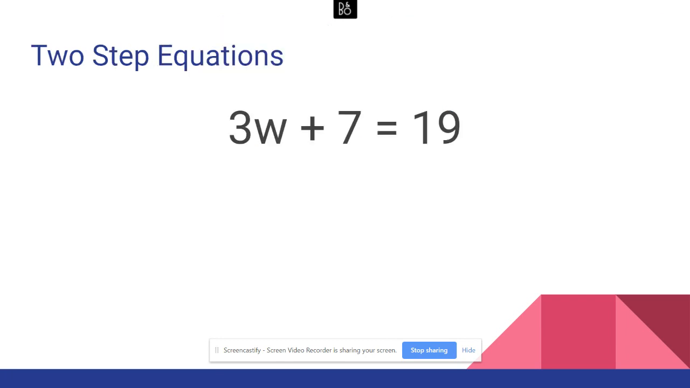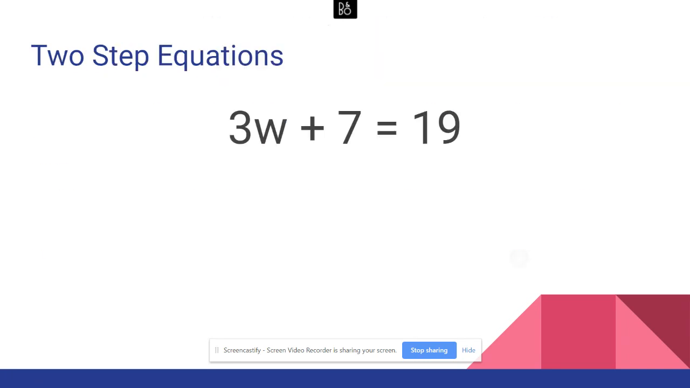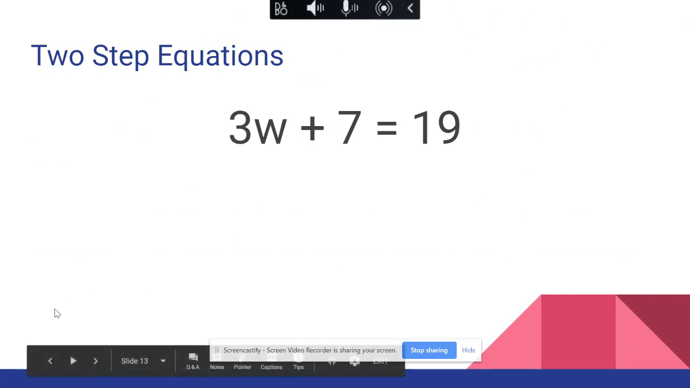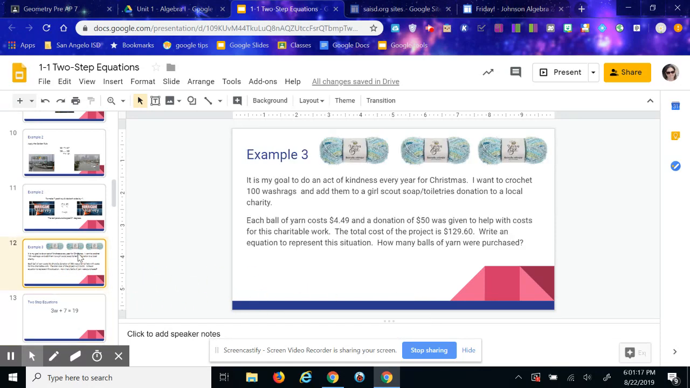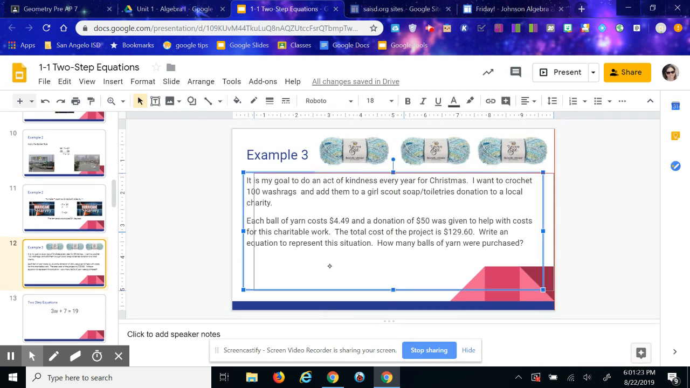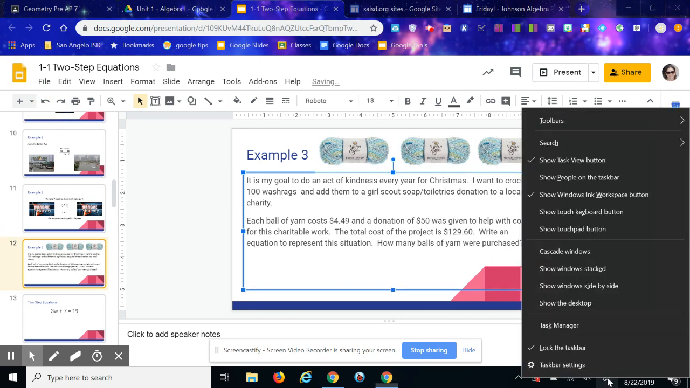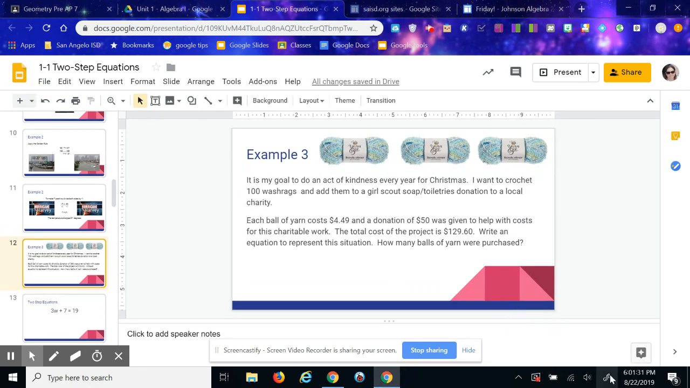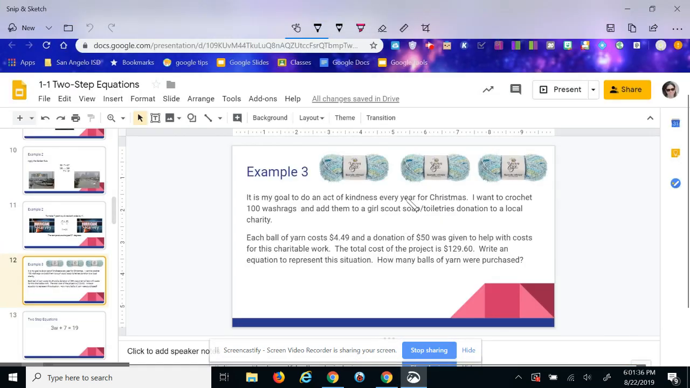Oh, that's not the right slide. Okay, let me go here so I can write. Nope. I'm fixing it for you. All right, we're gonna fix this.